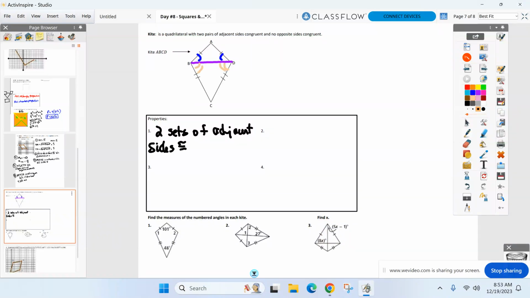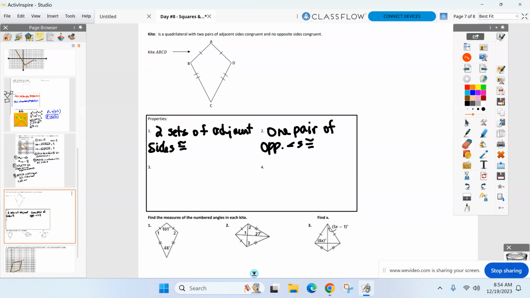Now, does everyone agree that by addition, all of angle B is equal to all of angle D? Can we agree on that? Yes? Okay, so here's property number 2. One pair of opposite angles congruent. Not both, just the one. And the key is knowing which pair. Which pair do you pick?